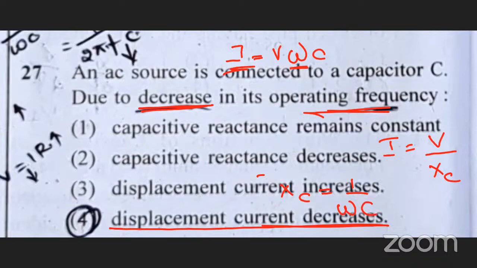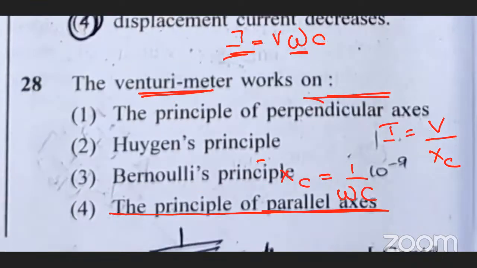Then the next question. So Venturi meter. We all know that it's a direct question. The Venturi meter works on the Bernoulli's principle. The option is 3. So option 3 is the right answer.